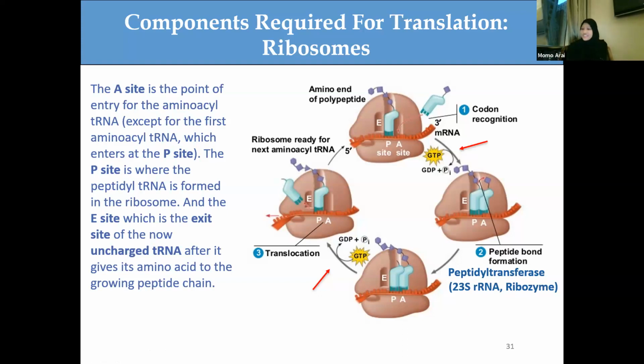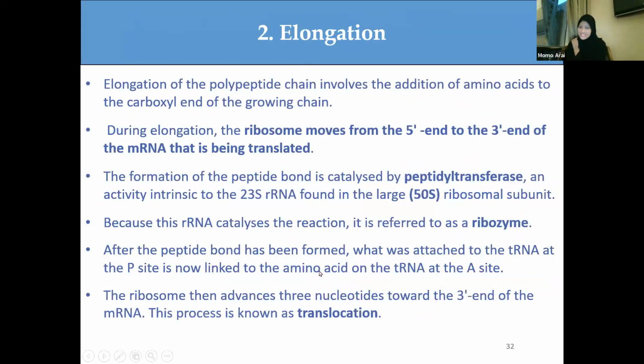Large, the large 50S. And when you say 50S, that's prokaryote. So you're exactly right. Yeah, the big one of the prokaryote. You guys got this point, so I'm really glad. So here you go. 23S RNA in the large ribosomal subunit 50S of prokaryotes catalyzes the reaction. That's why it's called a ribozyme, because it's made from an rRNA. And this is known as translocation. Elongation, you can call by another name, translocation.